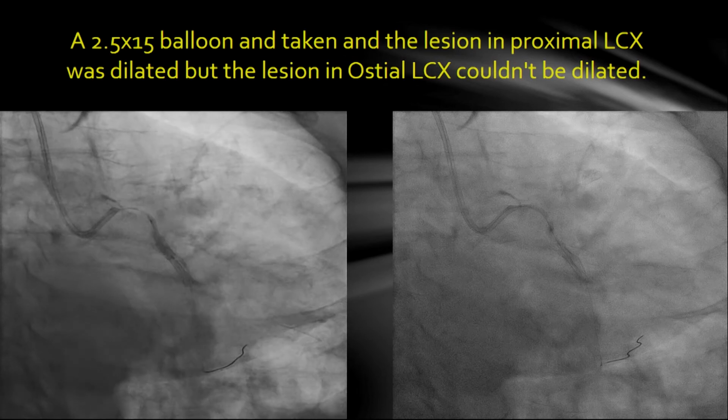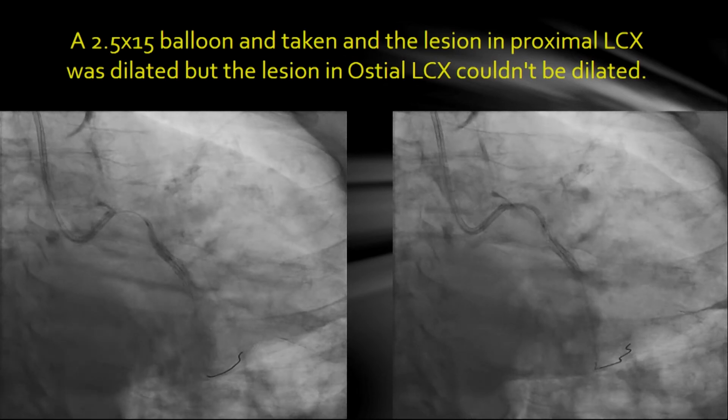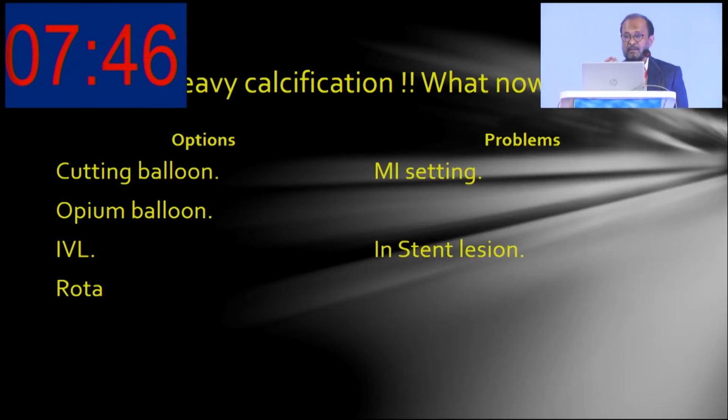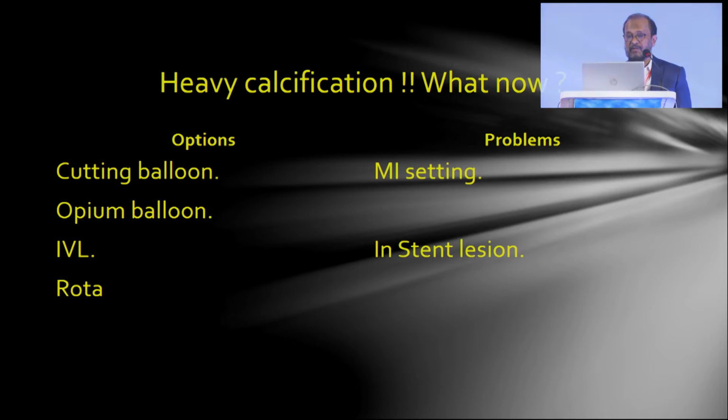So a 2.5 by 15 balloon was taken and we tried to dilate the proximal SARC but failed. It didn't open up well. So, heavy calcification, what now? Options: cutting balloon, OPM balloon, IVL, rota. But remember, this is an MI setting and ISR.